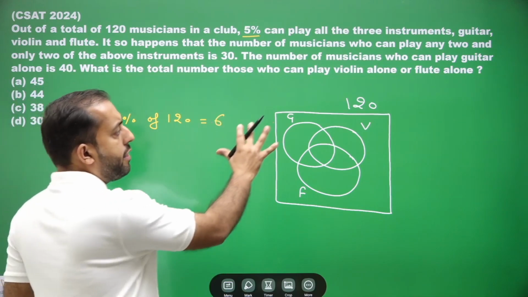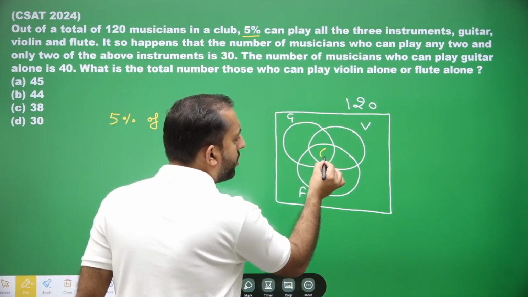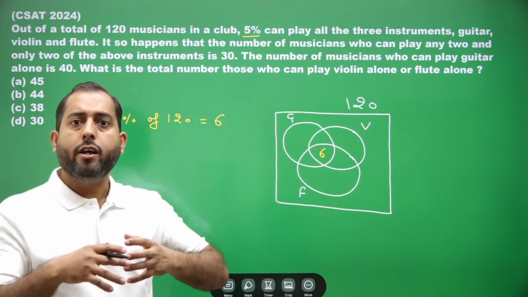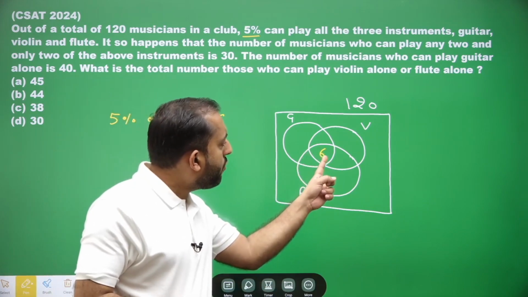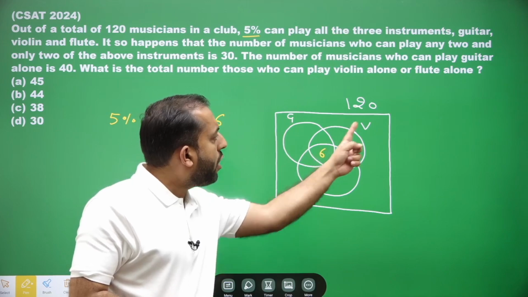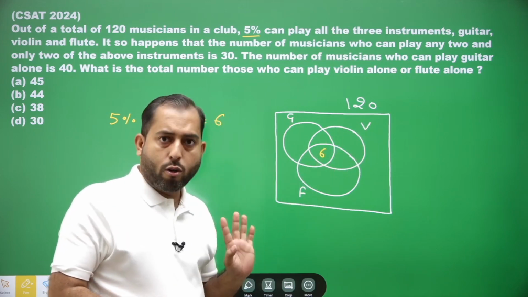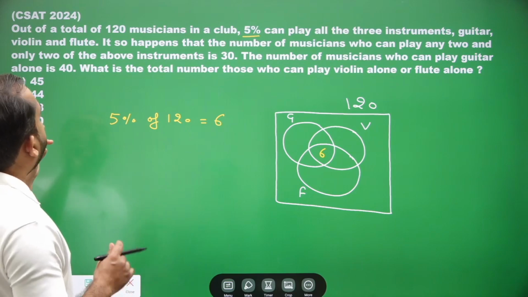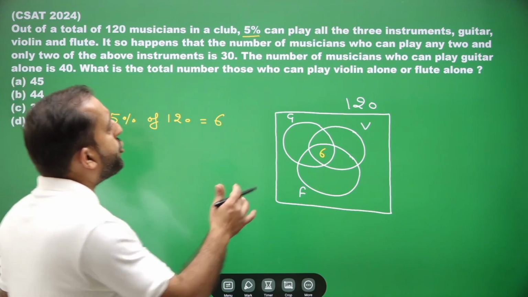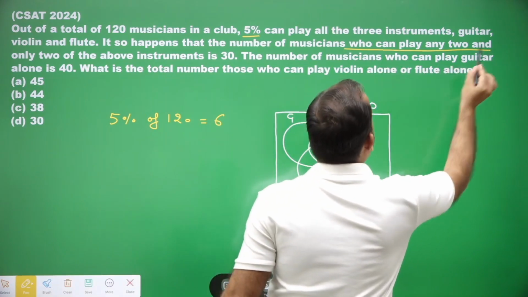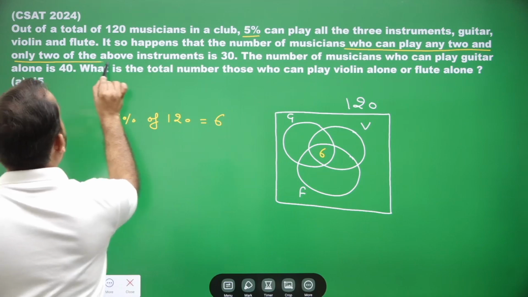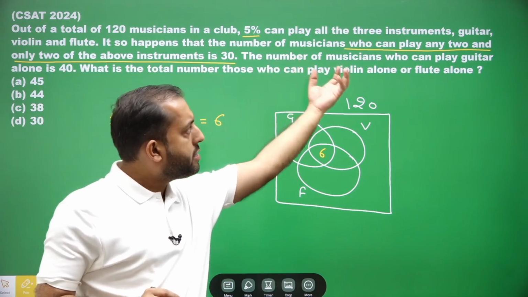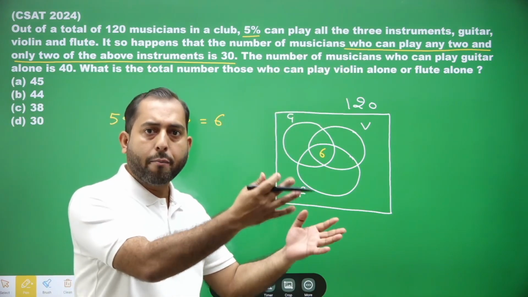Now, in this entire diagram, the value this central portion will represent is 6, because this central portion is under guitar also, under violin also, and under flute also. Okay, now the next. It so happens that the number of musicians who can play any 2 and only 2 of the above instruments is 30. We will consider this statement later on. Let's read the remaining part of the question.